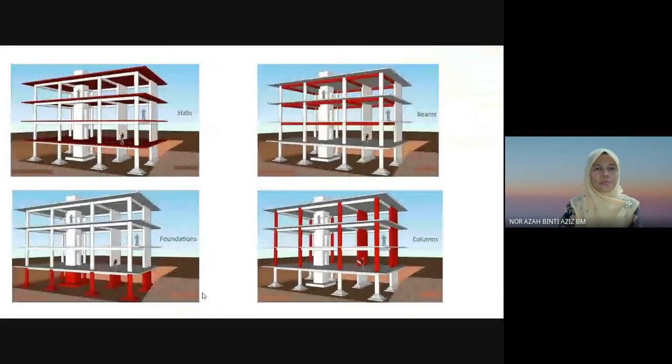Okay, another image for you. This one is slab, the white area. So slab actually is a wide beam. So it is a slab. Then we have beam. Under slab we have beam. Around slab we have beam. Then we have column here. We have column. And the last part of the structural elements for a building is foundation.